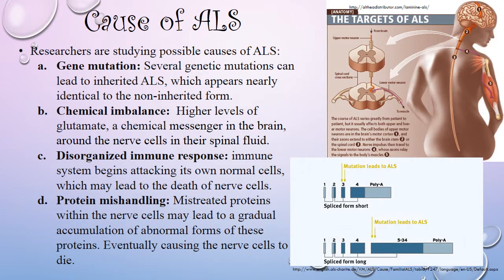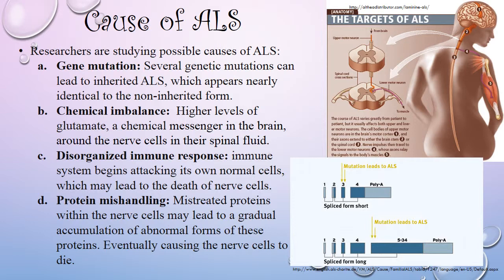Right now, the cause of ALS is not known, but researchers are studying different causes that could be a possibility. Gene mutation, where several genetic mutations can lead to inherited ALS. This appears nearly identical to the non-inherited form. So it's pretty useless because you can get both forms from this. You can get the sporadic and you can get the familial form.